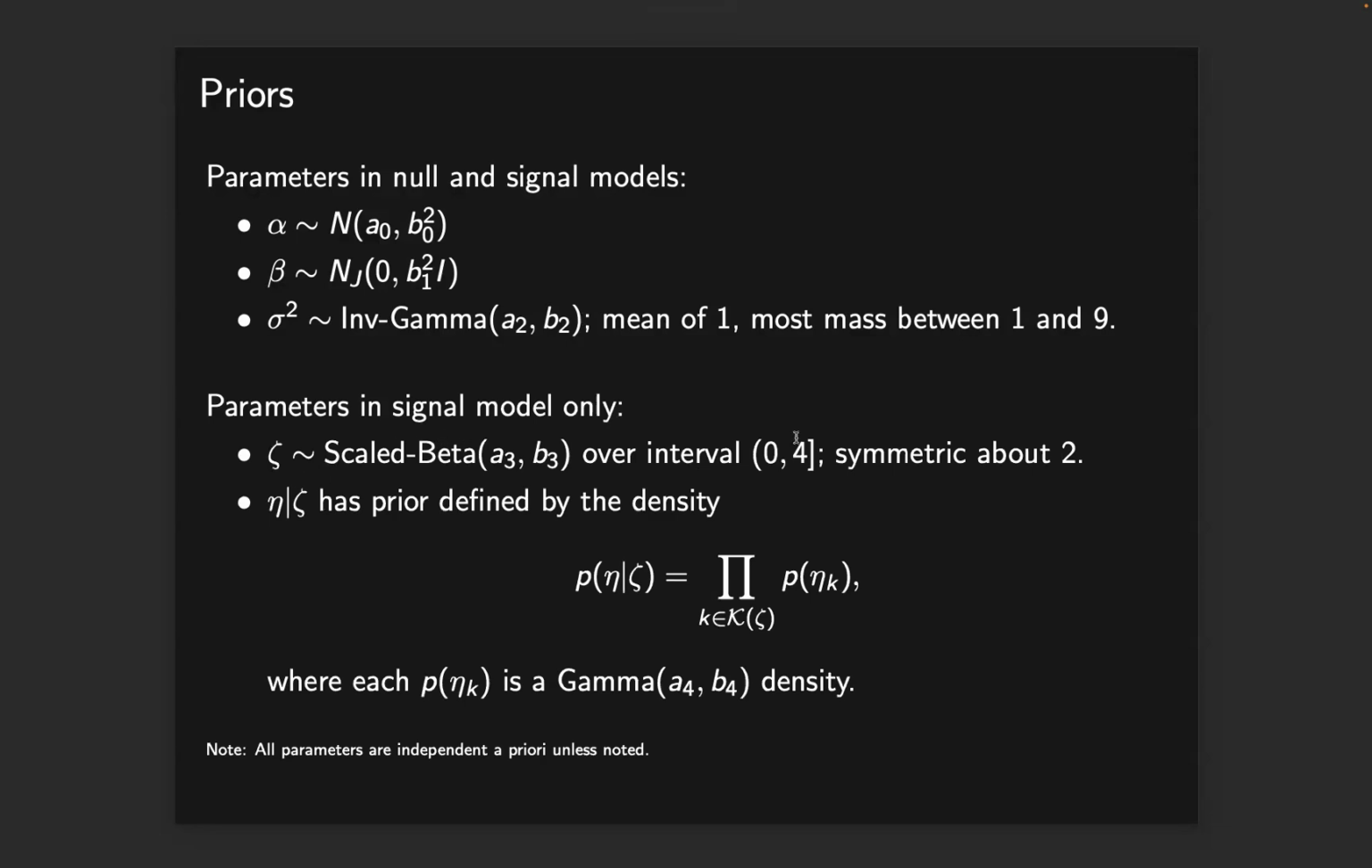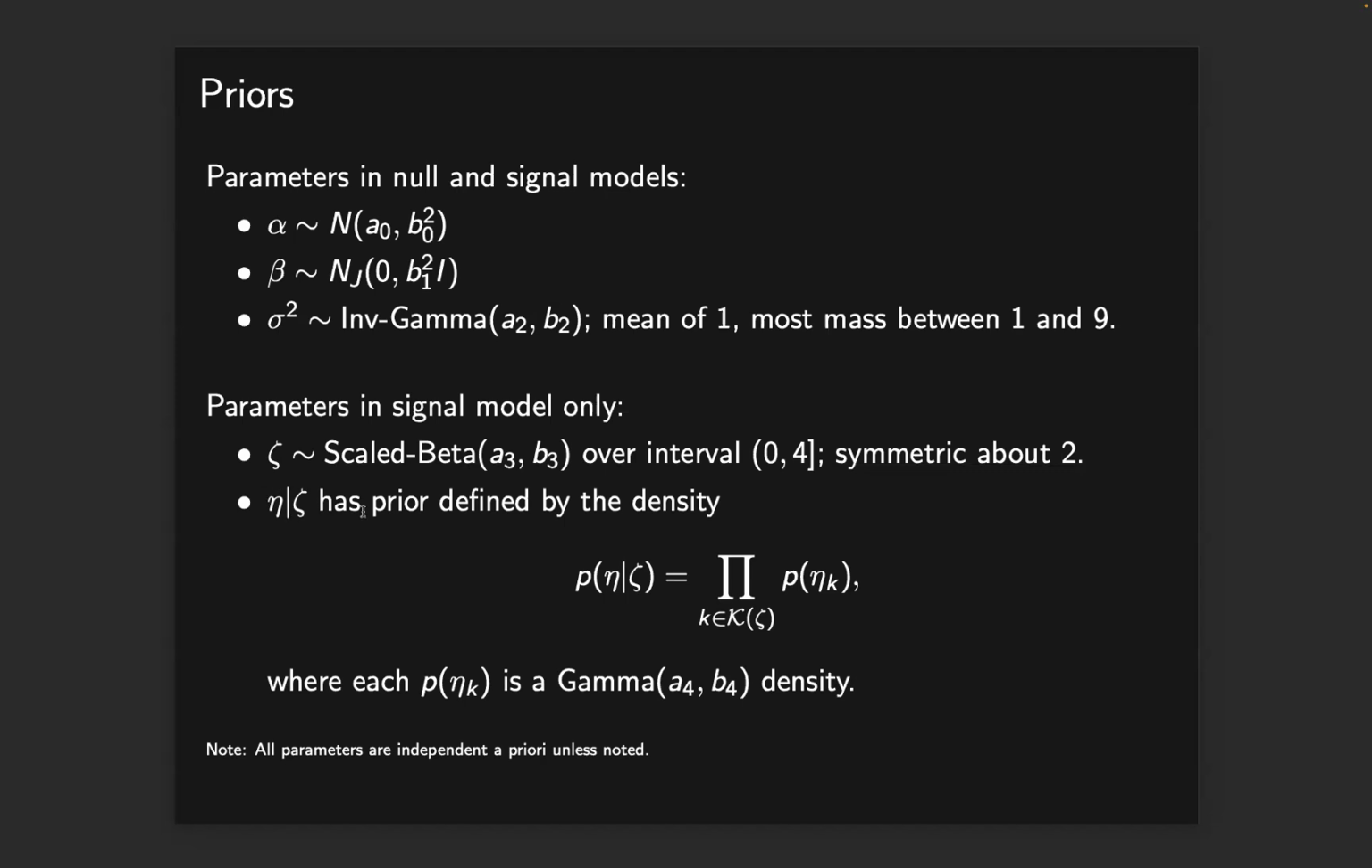For redshift, we're considering redshifts within the range of 0 to 4. And here we take scaled beta priors. The simplest of these would just be a uniform over 0 to 4. But really we're thinking of things that are symmetric about 2. So we expect most of our galaxies to have redshift around 2, but we're allowing the whole range.